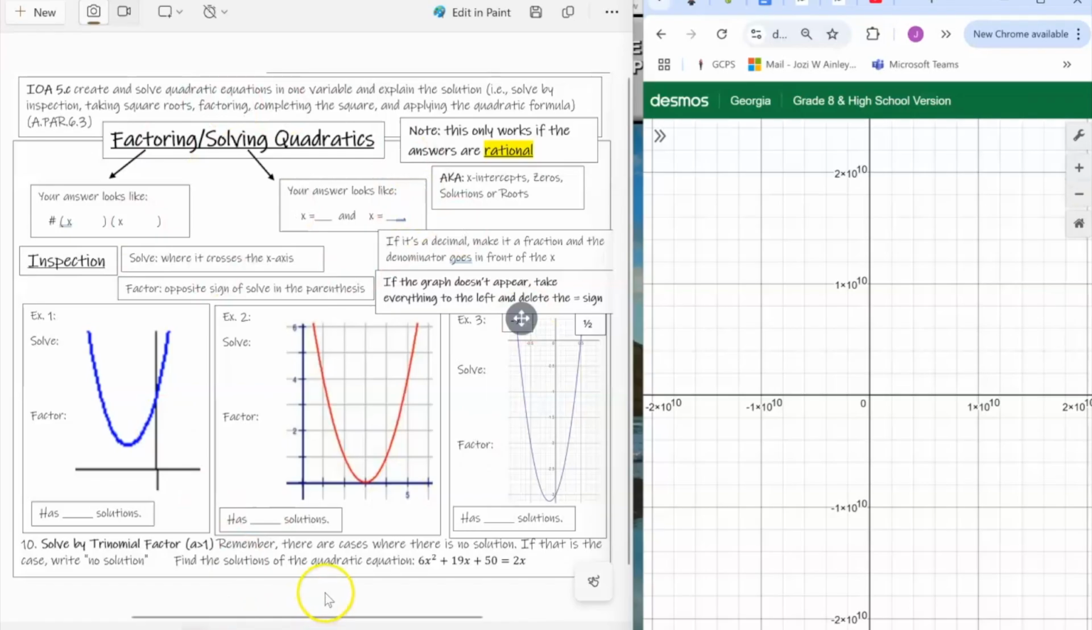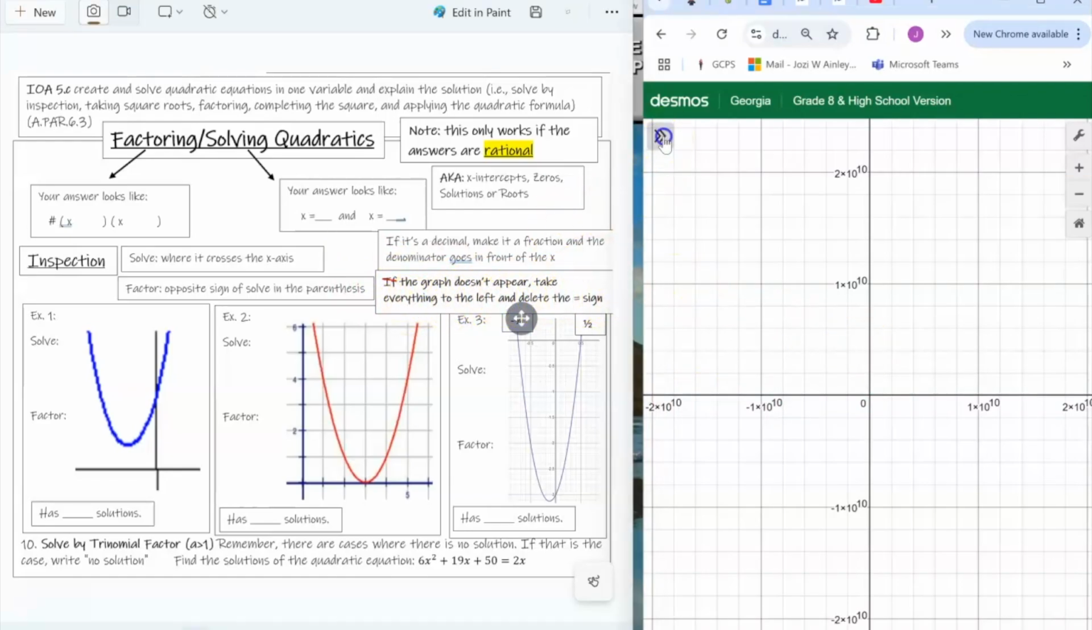So these are my previous notes. We talked about if it doesn't cross the x-axis, it has 0 solutions. If it only touches it 1 time, it has 1 solution. If it crosses 2 times, it has 2 solutions. So your options are 0, 1, or 2. Now, 9 times out of 10, and I've put in some new notes for you right here, if a graph doesn't appear, you're going to take everything to the left and delete the equal sign.